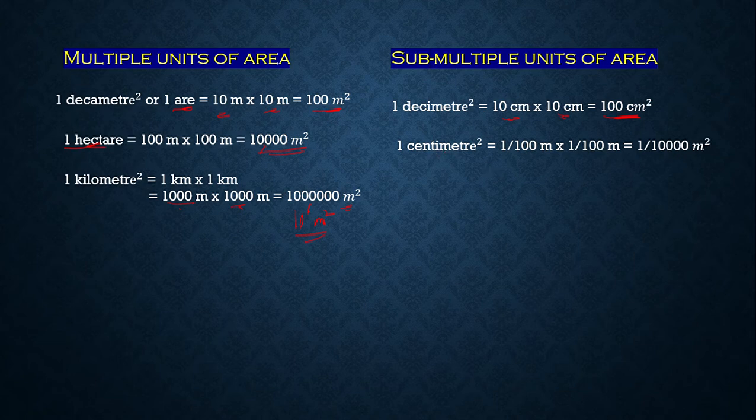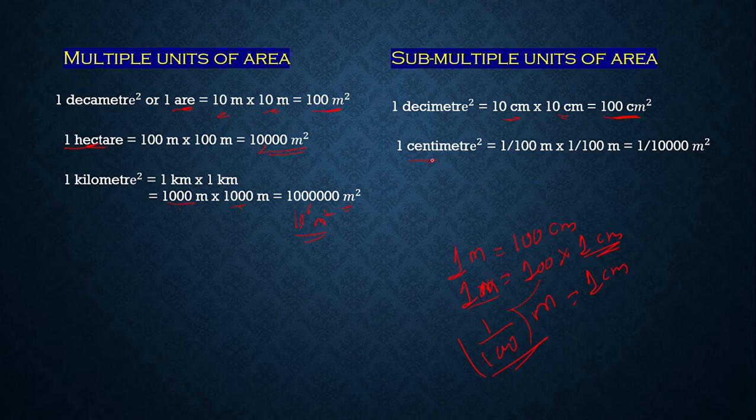We know that 1 meter is equal to 100 centimeter. So 1 meter is equal to 100 into 1 centimeter. If you have to calculate the value for 1 centimeter, we have to move this 100 to the other side. It will be 1 upon 100 meter. So 1 centimeter is 1 upon 100 meter.